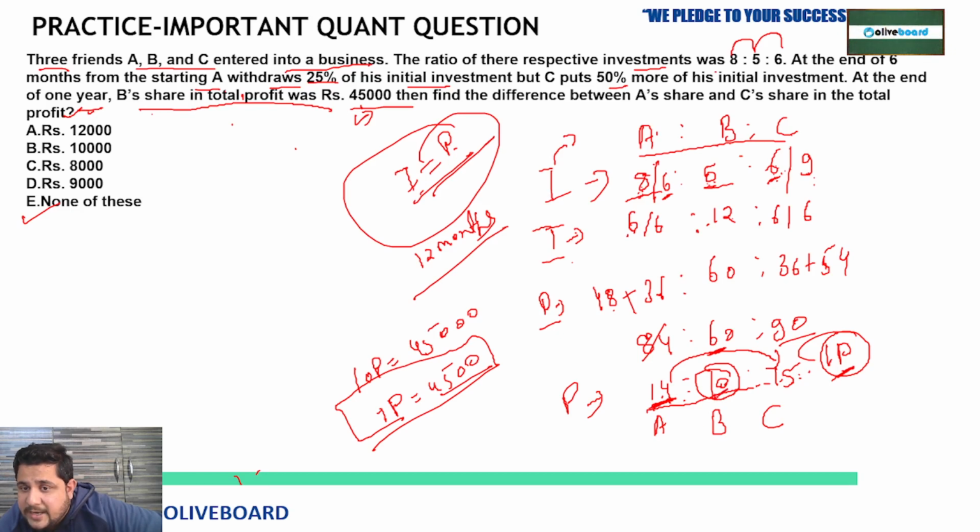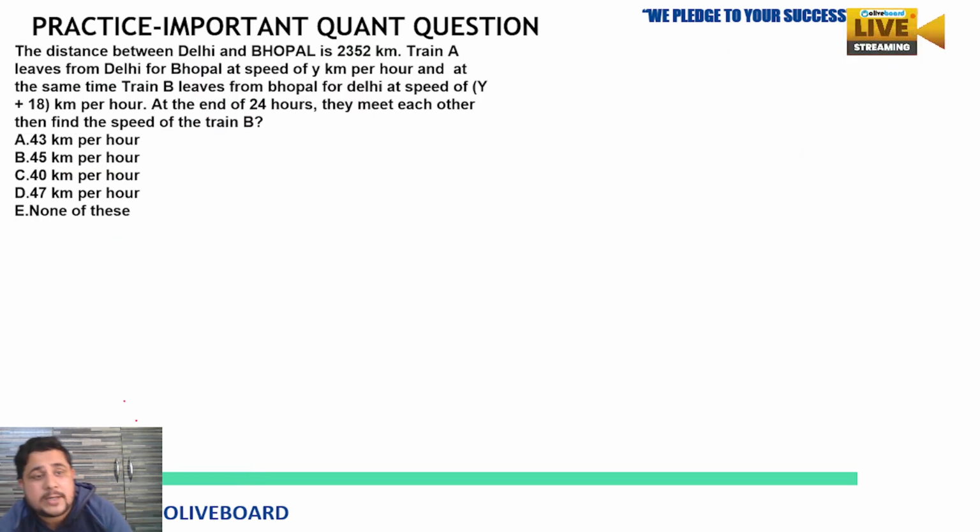Now 10 parts, we know the share value of B in the profit, that is 45,000. So 10 parts from this ratio are equal to 45,000. So one part value we got is 4,500. So A's and C's difference also, if we see, is equal to one part, so 4,500. And if we check all the options, it is not available. So option E, none of these, will be the correct answer. Let's move on to the next question.